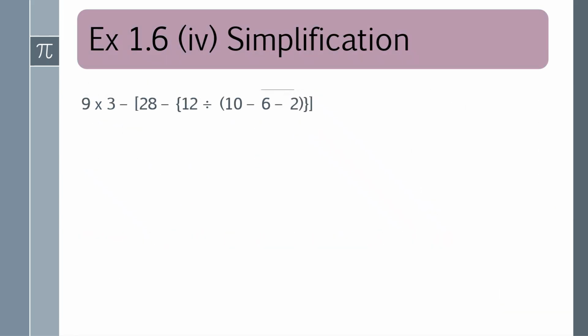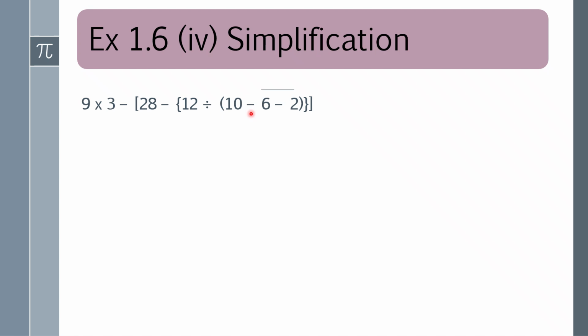Exercise 1.6 part 4. I have a question: 9 into 3 minus 28 in square bracket minus 12 divided by, in round bracket we have 10 minus 6 minus 2, then bracket close. Look at this. This is called a vinculum and we have to solve this vinculum first, even before the round bracket. Whenever we have a vinculum in the question, we have to solve it first, so it would be the first priority before brackets. Okay, how can we solve it?